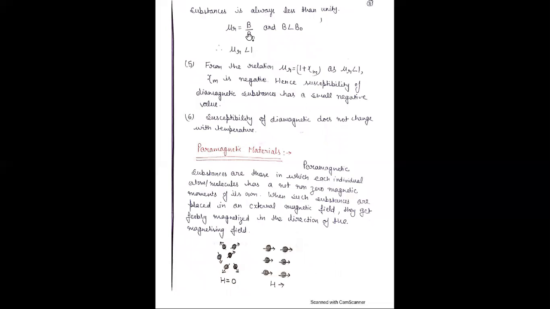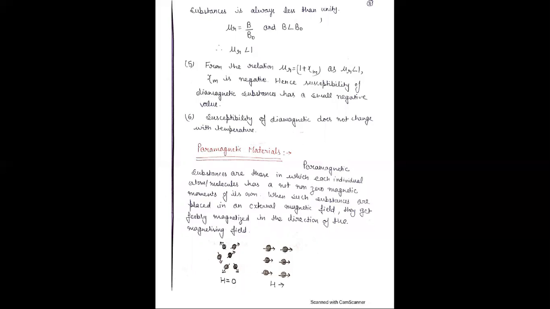Therefore, mu r is equal to B over B naught, where B is the magnetic field in the material and B naught is the field in a vacuum. In this example, B is less than B naught. Therefore, mu r is less than 1. Therefore, the relative magnetic permeability of diamagnetic substances is less than 1.